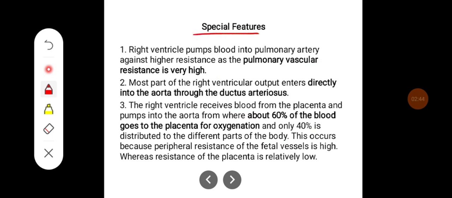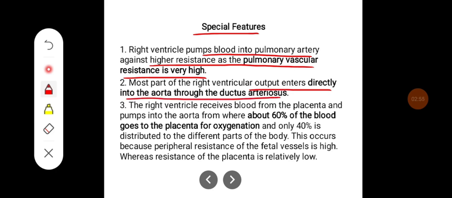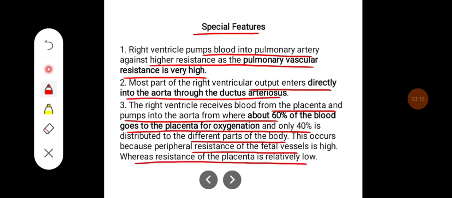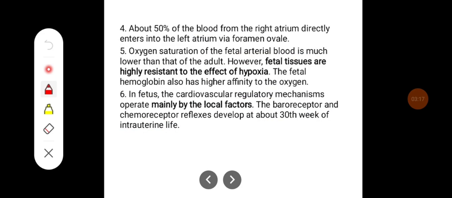Special features: right ventricle pumps blood into pulmonary artery against higher resistance, as the pulmonary vascular resistance is very high. Most of the right ventricular output enters directly into the aorta through ductus arteriosus. The right ventricle receives blood from placenta and pumps into aorta, from where about 60% of the blood goes to the placenta for oxygenation and only 40% is distributed to the different parts of body. This occurs because peripheral resistance of the fetal vessels is high, whereas the resistance of the placenta is relatively low. About 50% of the blood from right atrium directly enters into the left atrium via foramen ovale.